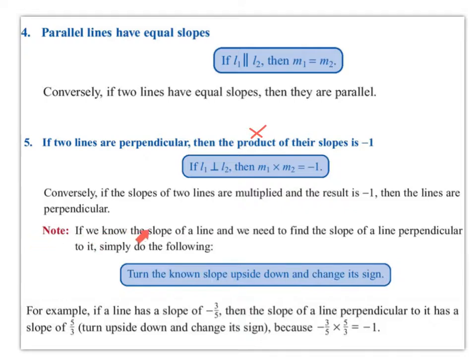Note, if we know the slope of a line and we need to find the slope of a line perpendicular to it, simply do the following. Turn the known slope upside down and change its sign. So get the reciprocal.